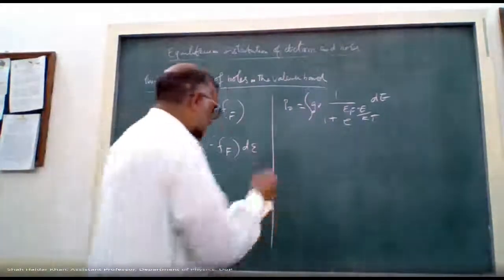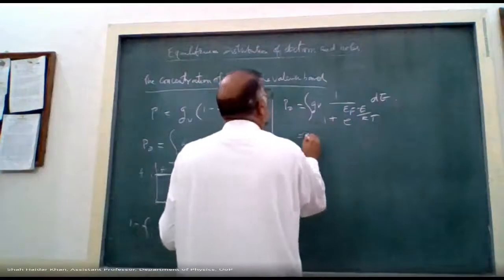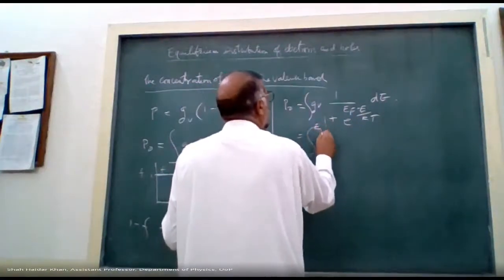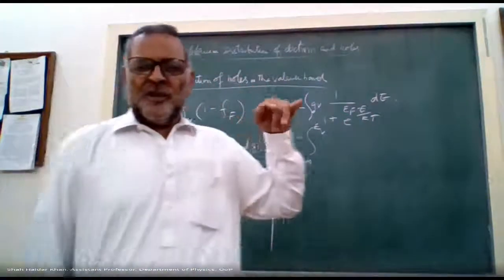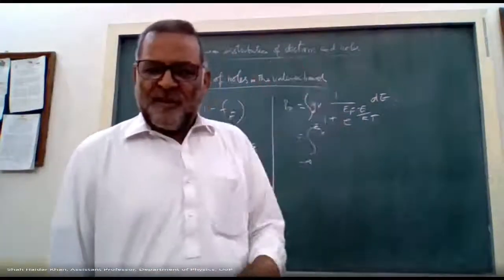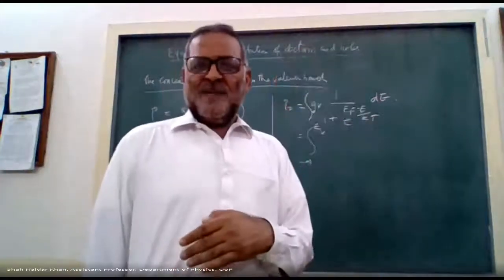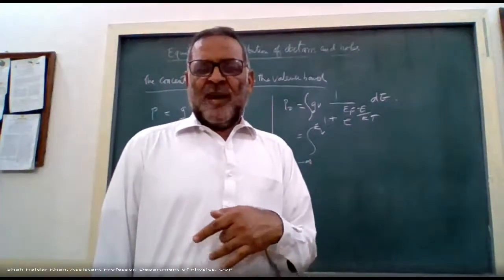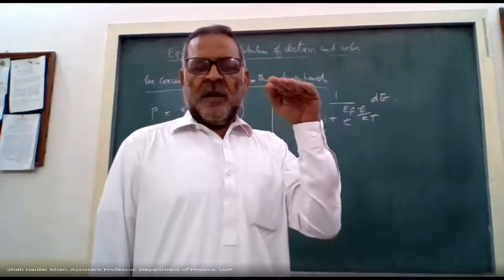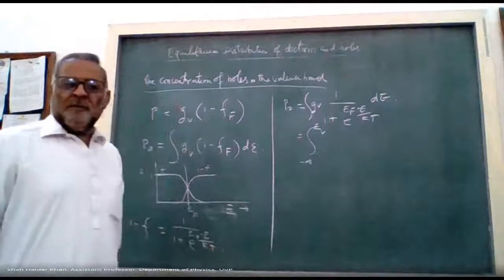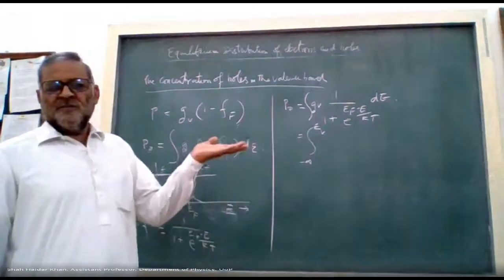Now, integrating over the valence band, from minus infinity to EV. The integration limits are from minus infinity because we are going below the valence band. So the upper limit is the valence band and the lower limit is minus infinity. We are going from the bottom.